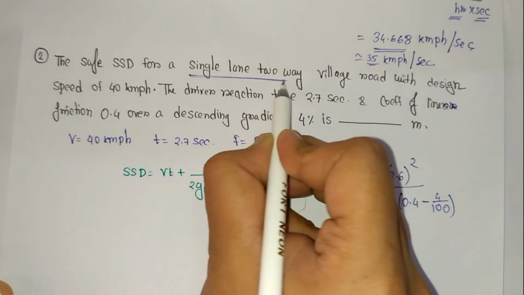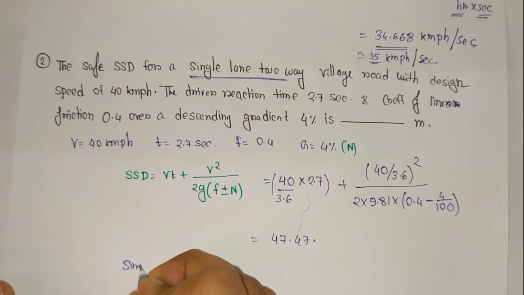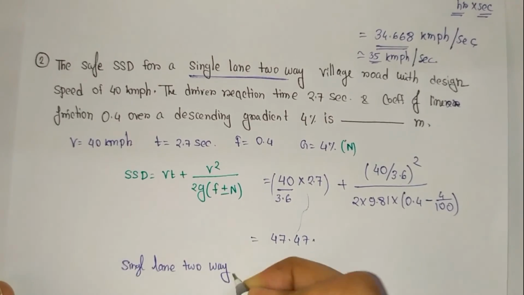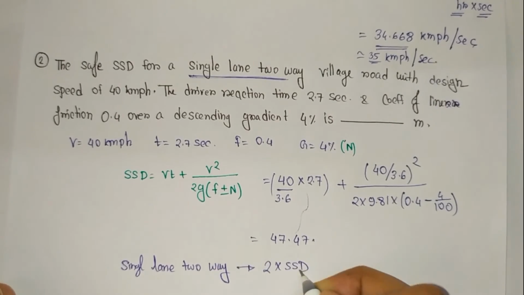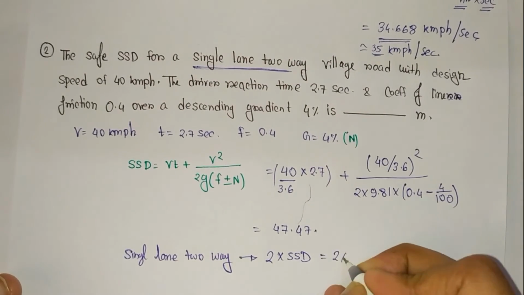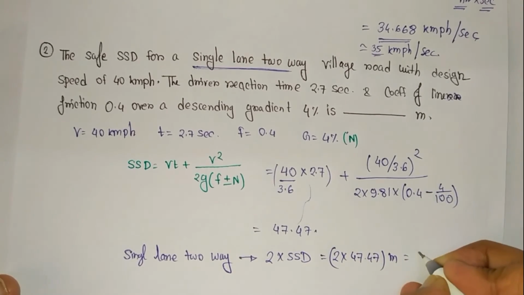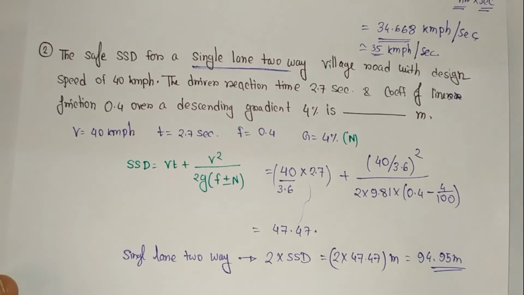Now in the question they have asked the safe stopping sight distance for a single lane two-way road. Watch this carefully: single lane two-way. In case of stopping sight distance for single lane two-way traffic, it is 2 times the SSD. So the value of SSD will be 2 into the stopping sight distance. So the answer should be 2 into 47.47 meter, which comes as 94.95 meter.